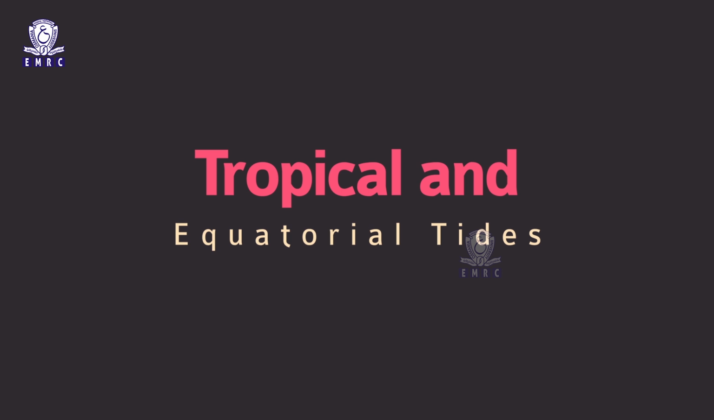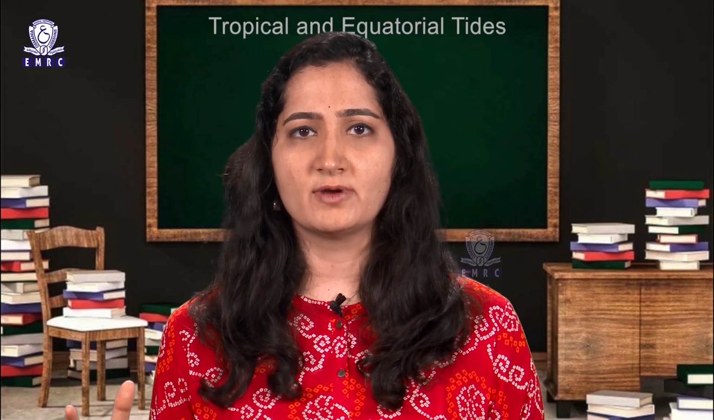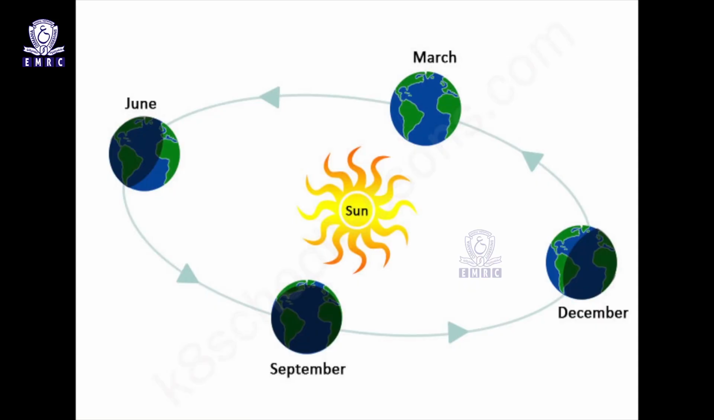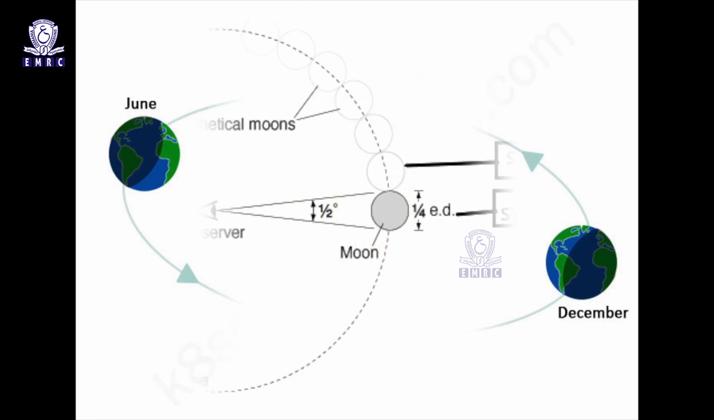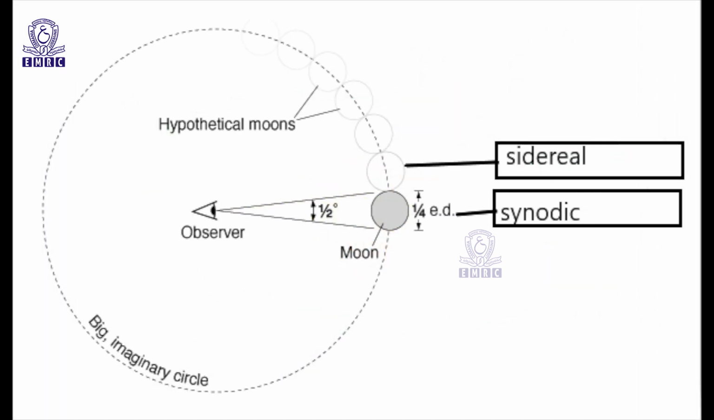Tropical and equatorial tides. Like the sun, there is also a northward and southward position of the moon in relation to the equator of the earth. If the sun completes its northward and southward position in 1 year, that is in roughly 365 days, the moon completes it in 27.5 days, or say in 1 synodic month.